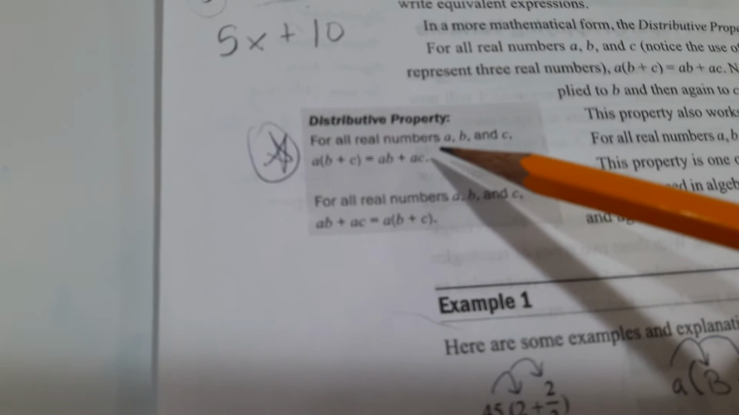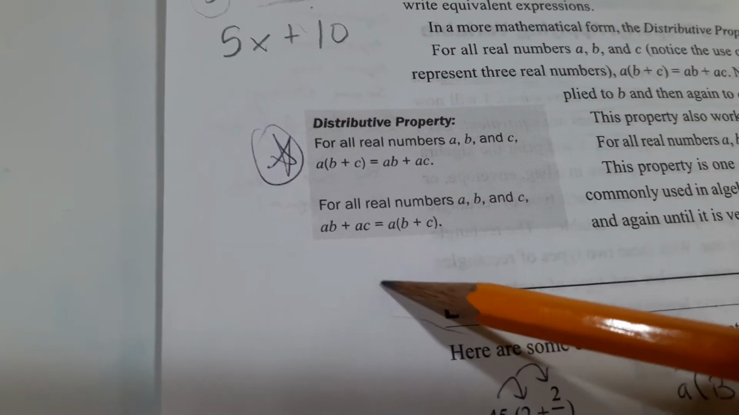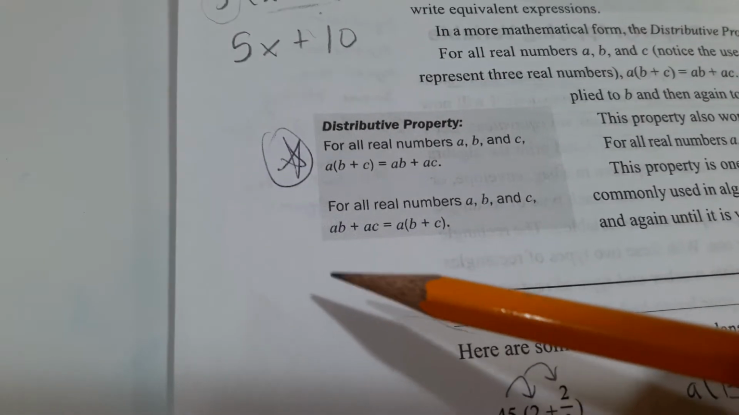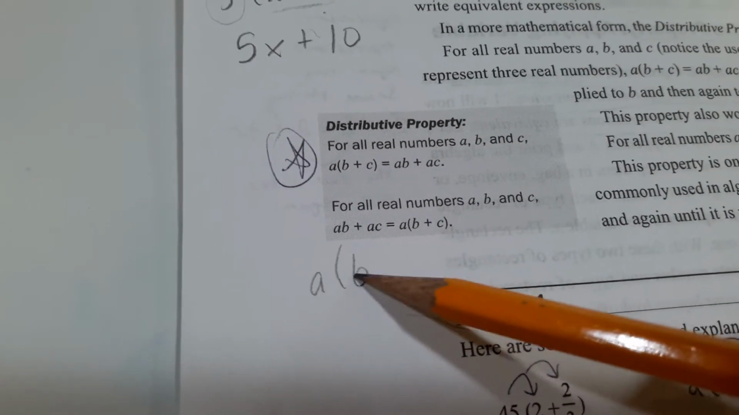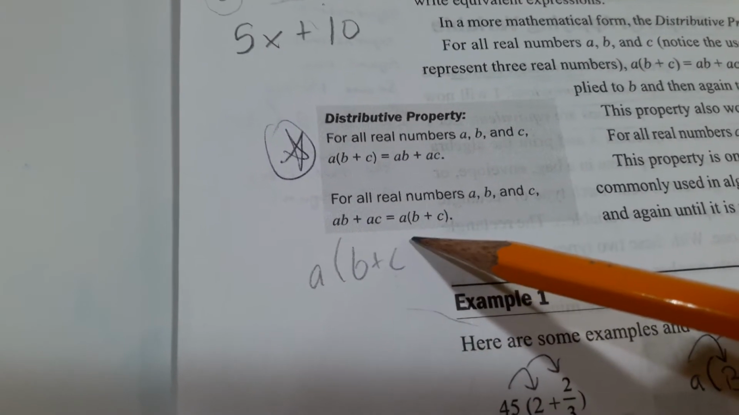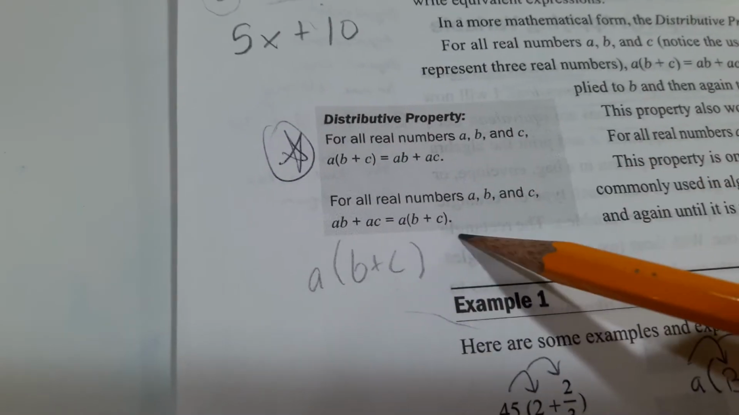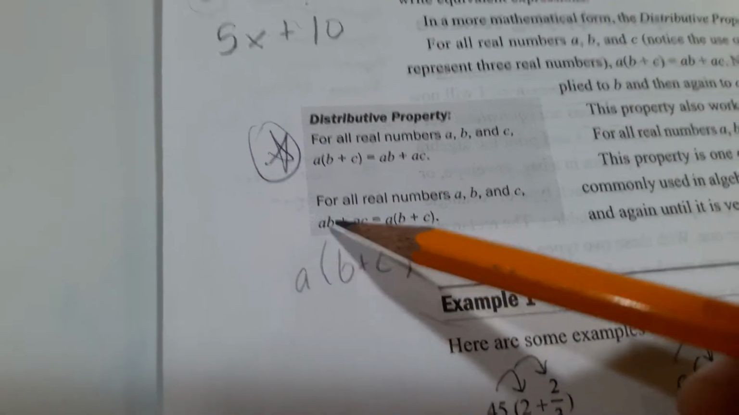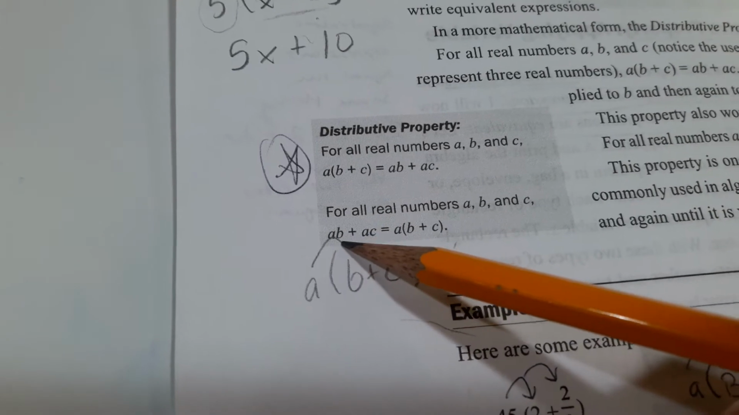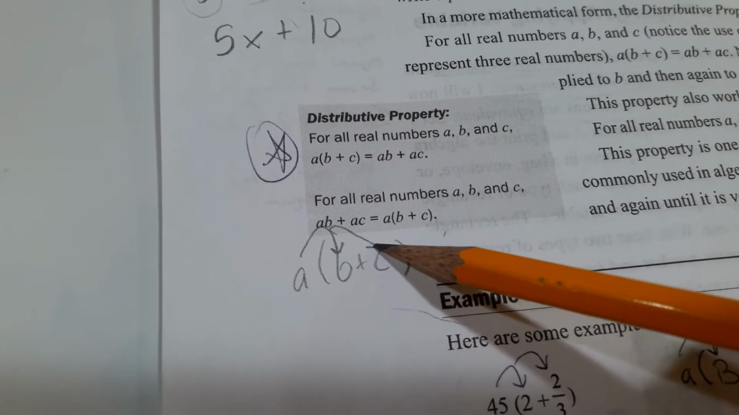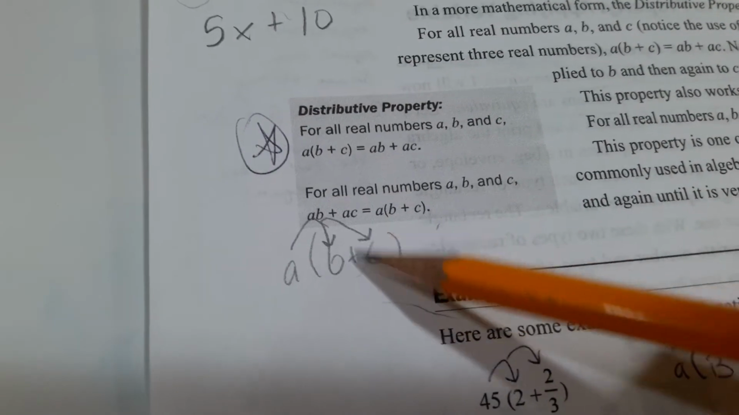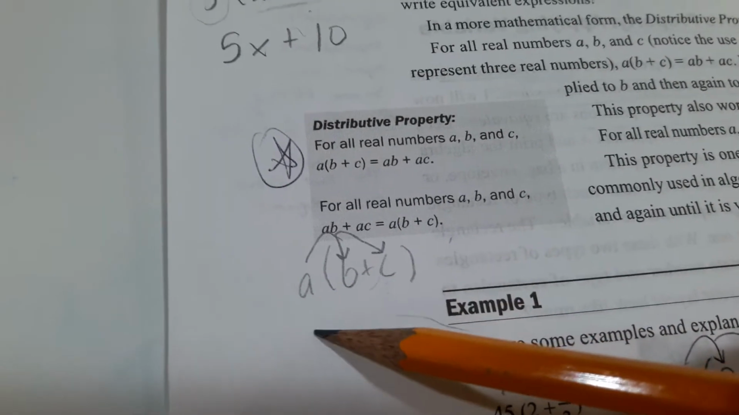So here's the distributive property with letters, which looks weird, but it's pretty much the same thing. It's saying a times b plus c equals ab plus ac. I'll show you how that happens. Remember, whatever is outside the parenthesis gets multiplied into each factor that is inside the parenthesis.